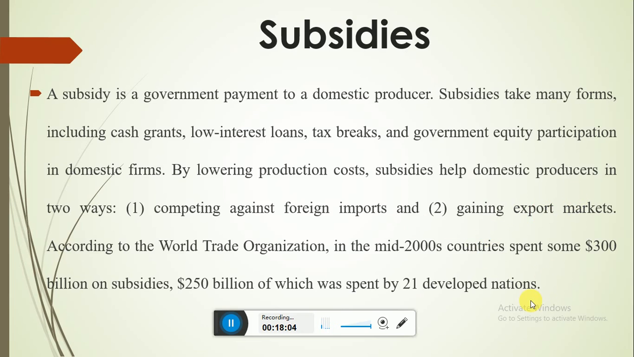So if you support your local domestic companies, it's very, very easy for them to enter into another market, and it's very easy for them to expand their business to other countries, other markets, because they will have some support from the local government.